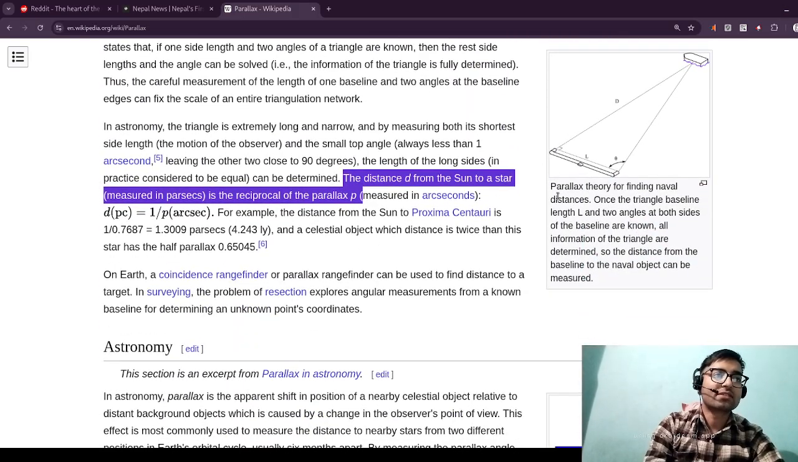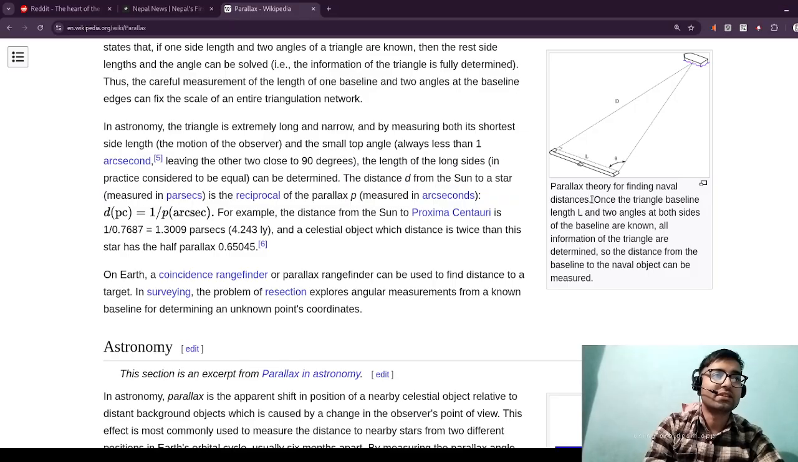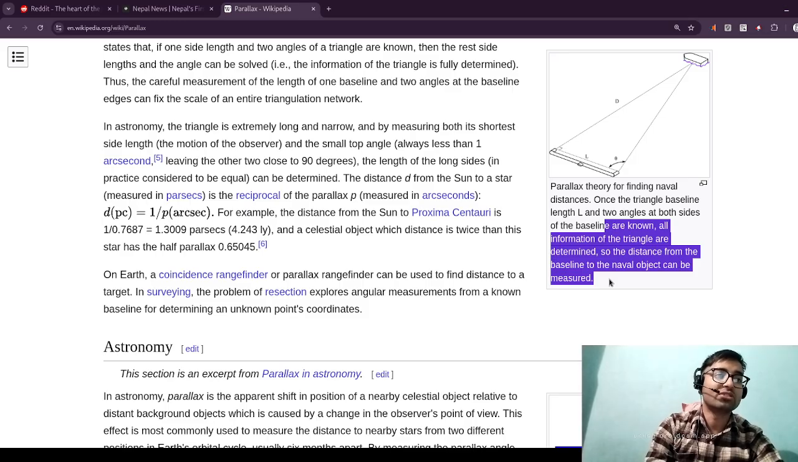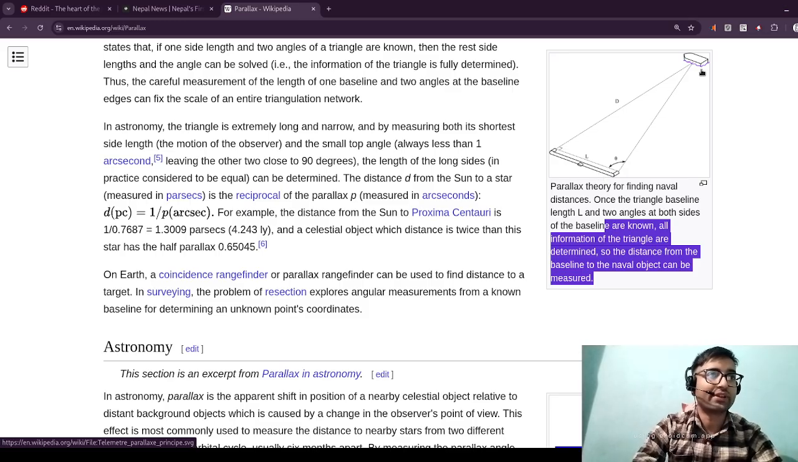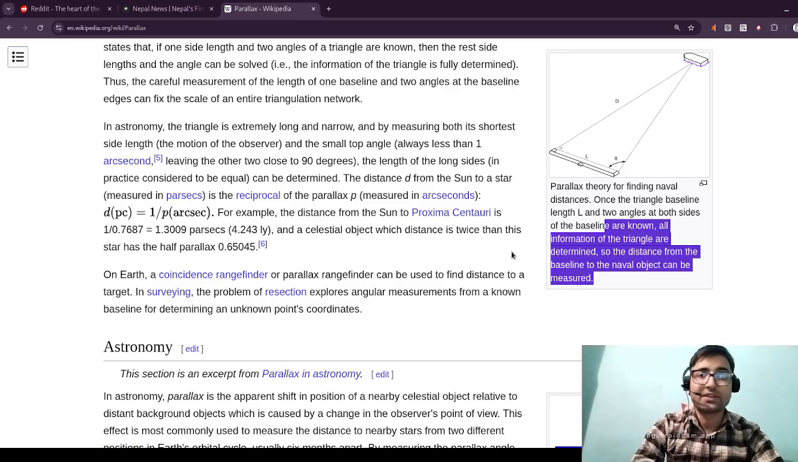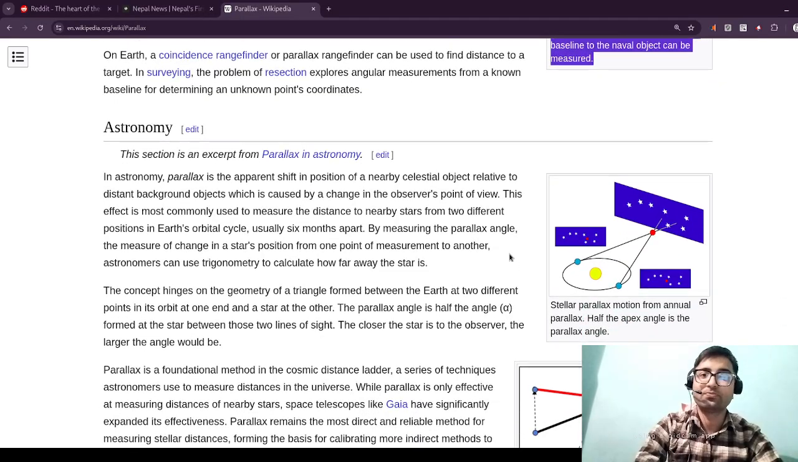Here is the parallax theory for finding the naval distance. Once the triangle's baseline L and the two angles at both sides of the baseline are known, all the information of the triangle is determined, so the distance from the baseline to the naval object can be determined. This angle is known and this is known. Two angles are known, the right angle and this theta, and the distance between the observers, L, is known. We can determine the distance.